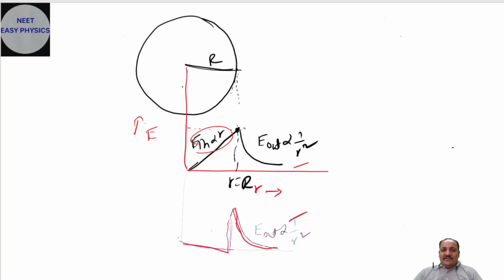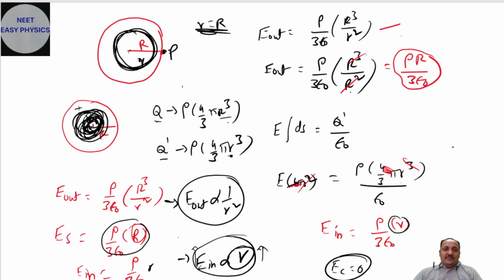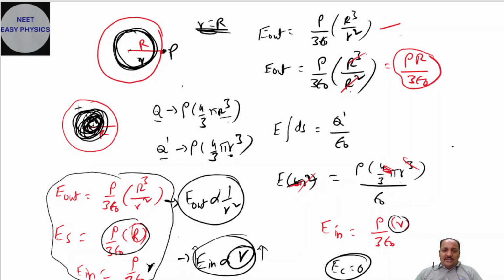What is the maximum value here? We got rho R by 3 epsilon naught. This is a very, very important graph to point out for the final exam. Questions on this will be asked according to this equation. Which equation? This equation. So inside and outside, how it is going to change, depending on these equations they are going to ask. Remembering these equations is very, very important and easy also. Logically, if you go, it is going to become easy.